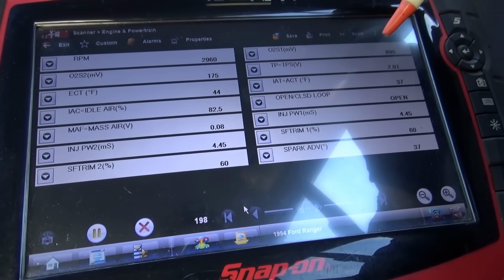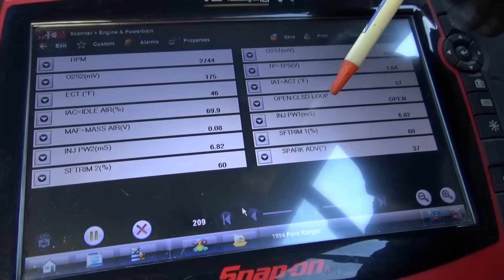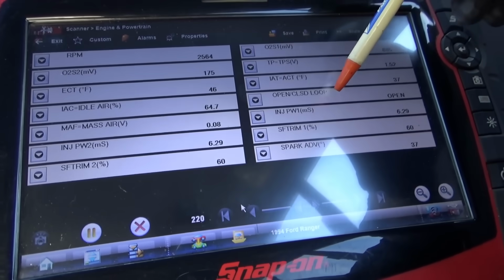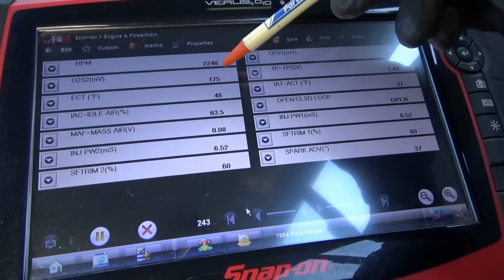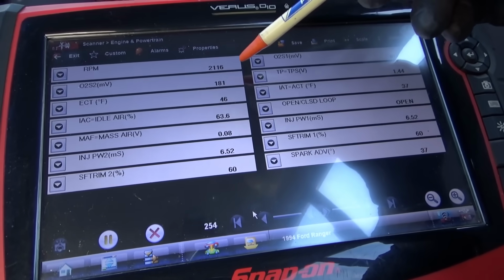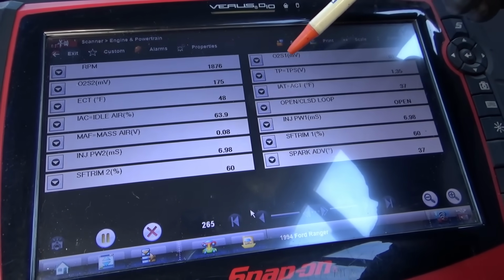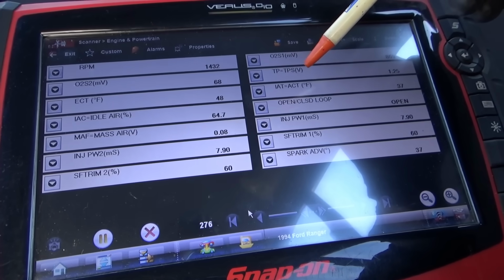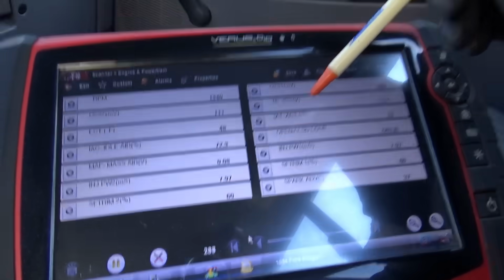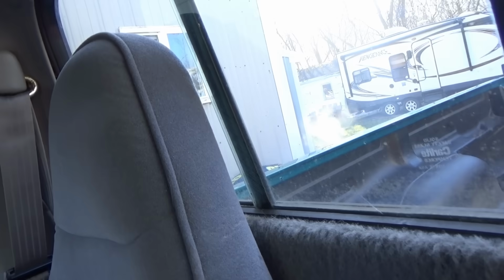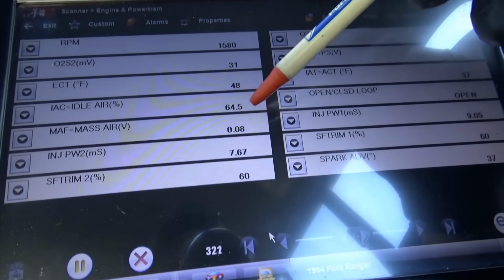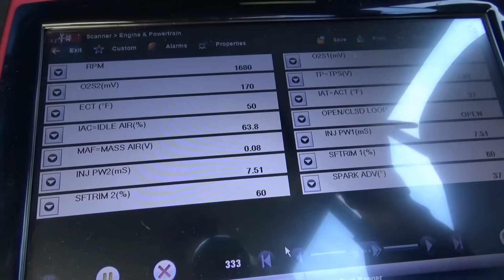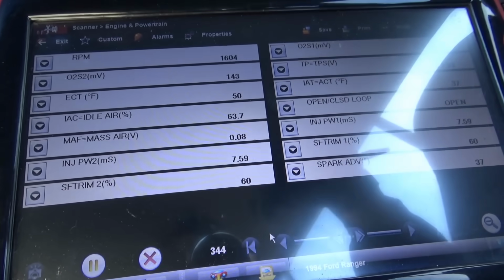Seems to rev up pretty good. Look at our injector pulse width. O2 sensor 2 is stuck at 175. It's smoking like crazy. Our mass airflow is not responding. That's not good. Let's try to fix that first.